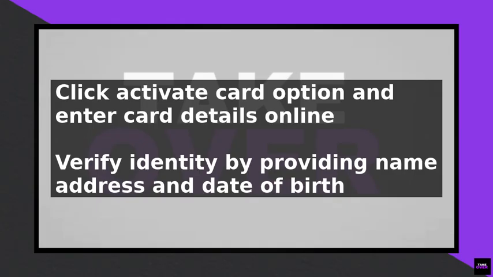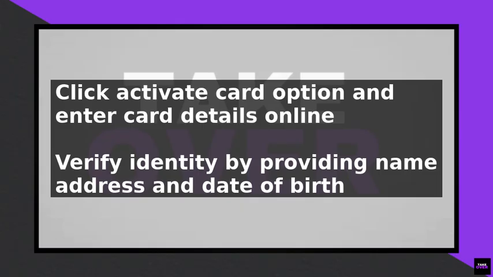Alternatively, you can activate your card by calling the phone number on the sticker and following the automated prompts. You will need to enter your card number and security code, and then verify your identity by answering a series of security questions.